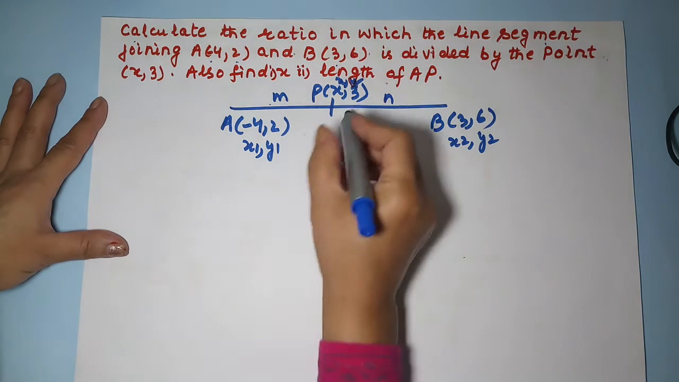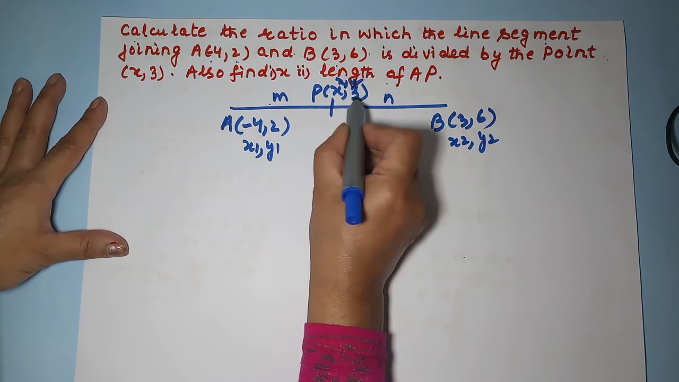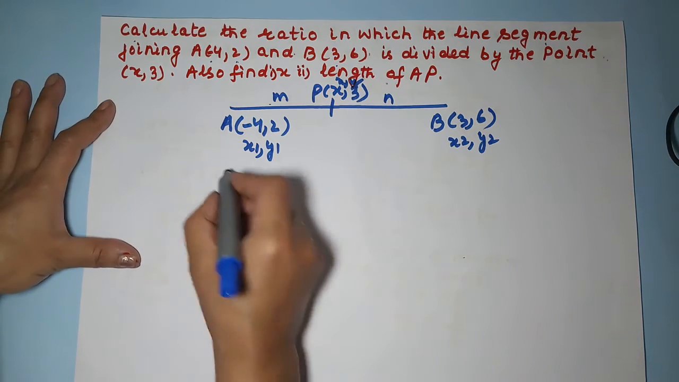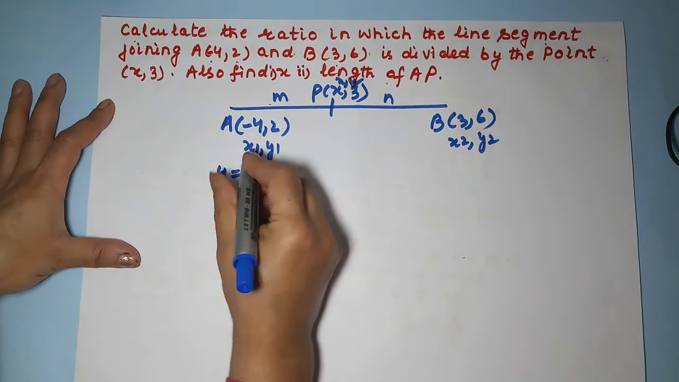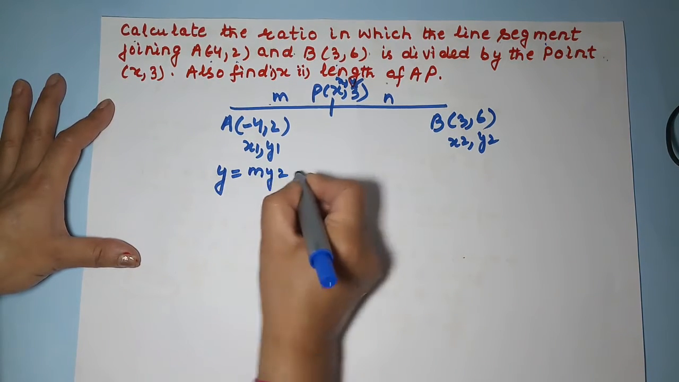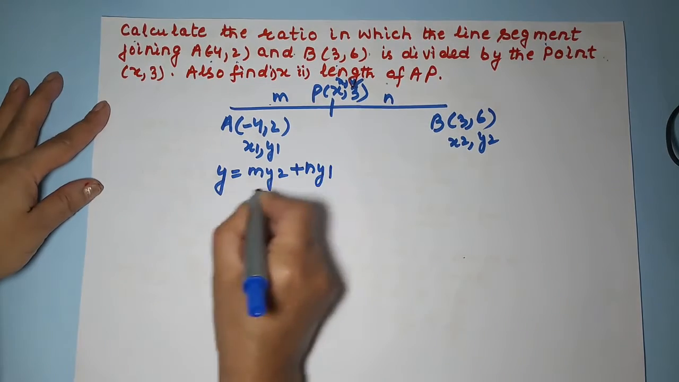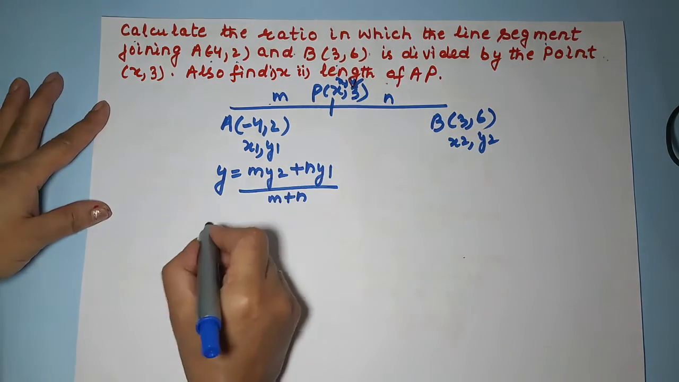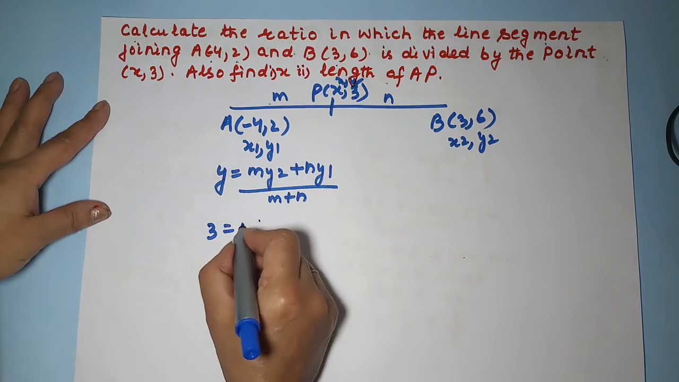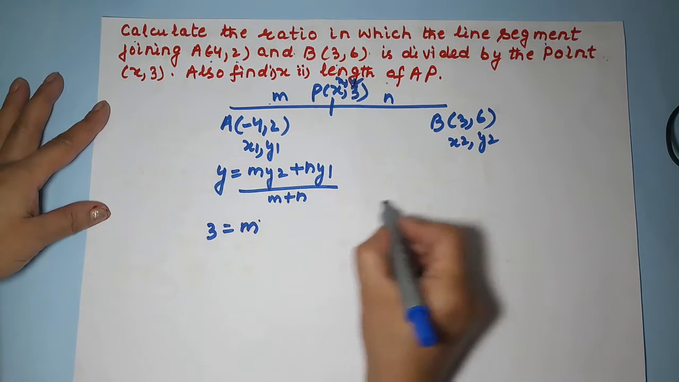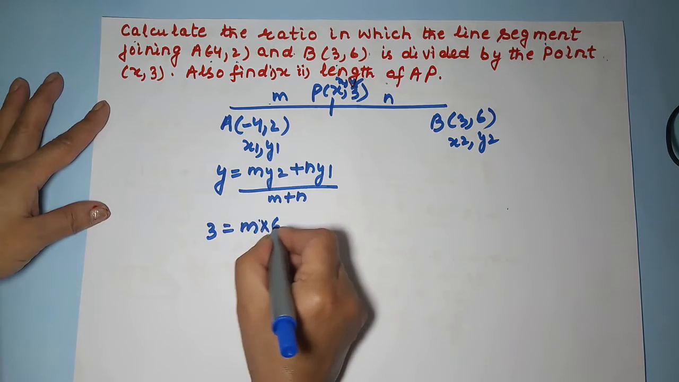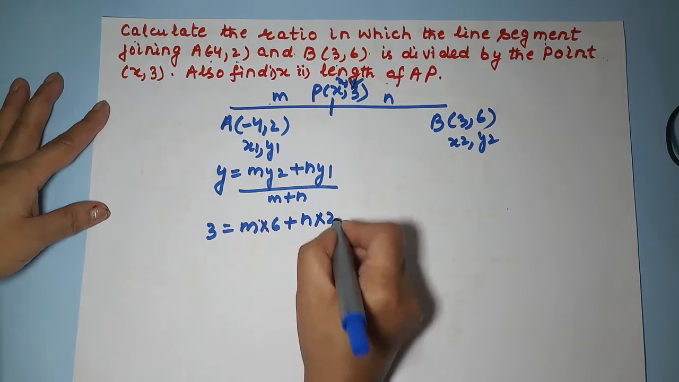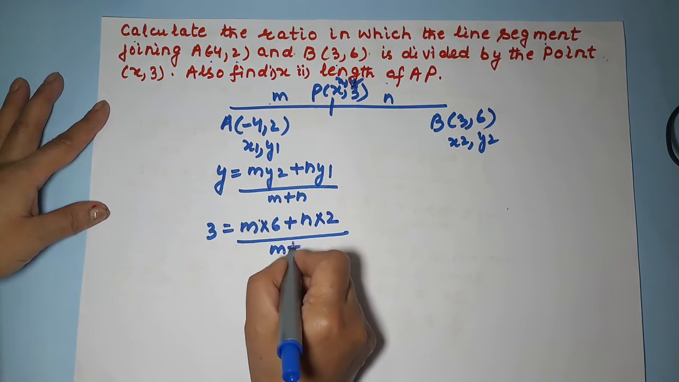So what you will do here, you will not use the x coordinate, you will use the y coordinate for calculating the ratio because the number is given. So I will write y is equal to (my2 plus ny1) upon (m plus n). What is my y? It is 3. What is my m? I don't know, I have to calculate that. What is my y2? I know it's 6. n I don't know. And what is my y1? It is 2, divided by m plus n.